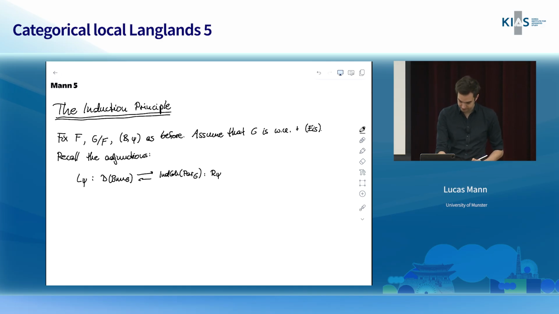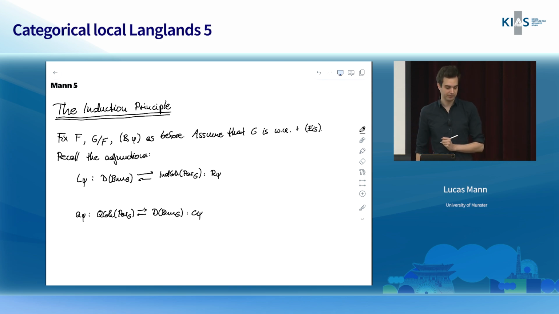And so how were these constructed? Well, there was another adjunction. There's another functor A_psi, which goes from QCoh of Par_G to D of Bun_G. And this has a right adjoint C_psi for formal reasons. So this A_psi is the origin of everything, right? So this came out of the spectral action of Fargues-Scholze acting on the Whittaker representation. Then C_psi is the right adjoint.